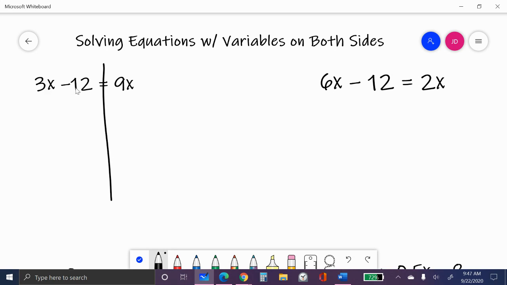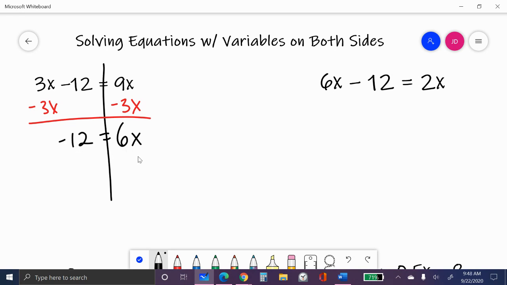So we have 3x minus 12 over here. We have 9x over here. I want to bring the 3x over here. I want to bring all the x's to one side, and I want to leave the constants, the numbers by themselves, on the other. So I'm going to subtract 3x from both sides. That way these would cancel out, right? That way I would have all the variables on one side and all the constants, remember to bring down the negative, on the other.